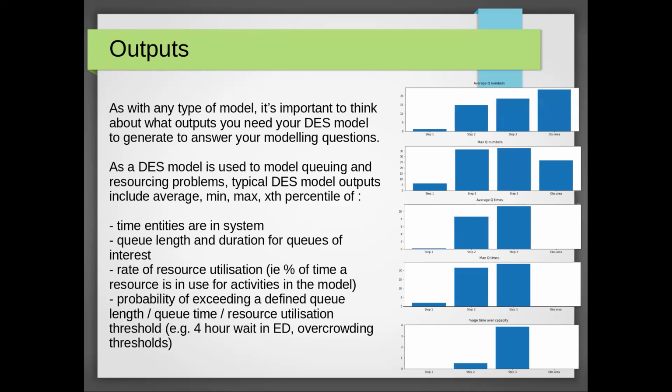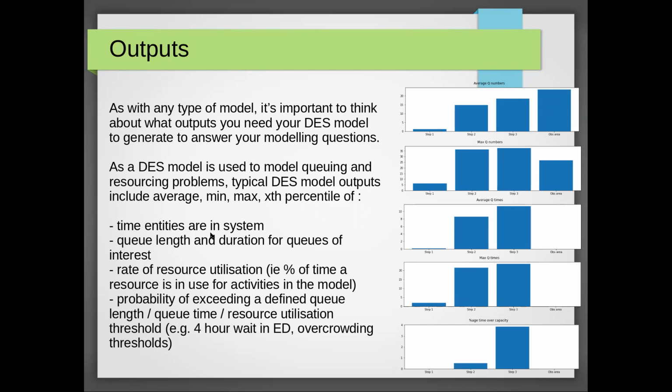As with any type of model as well, it's really important to think about what outputs you want your model to generate. And remember, these outputs should mirror and provide you with answers to the questions that you built your model for in the first place. Now, because discrete event simulation models are typically used to model queuing and resourcing type problems, the usual kinds of outputs that you would have from a discrete event simulation will typically include this kind of stuff here. And usually we take the mean, the minimum, the maximum, the 90th percentile, 95th percentile, 5th percentile, etc., of this sort of stuff.